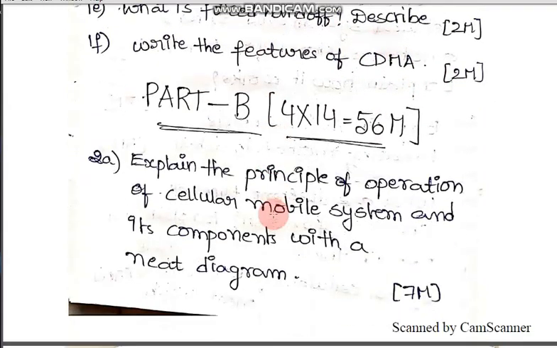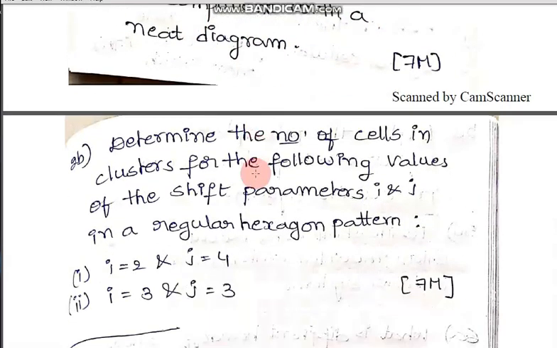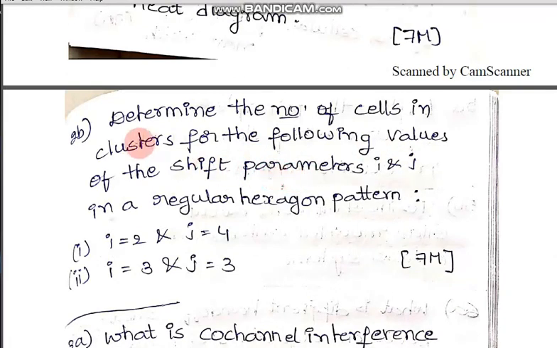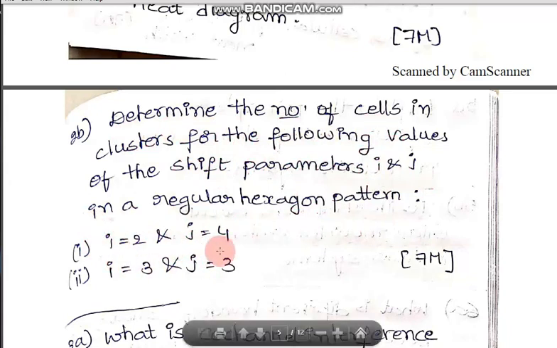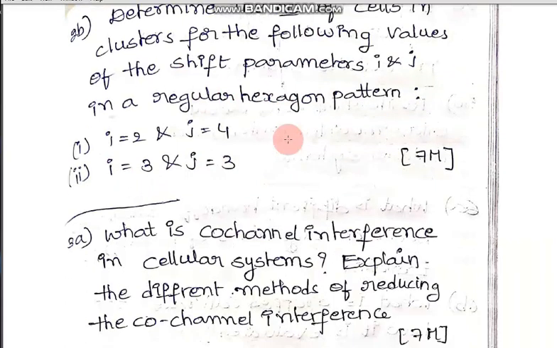Now coming to the essay questions part. From the first chapter, explain the principle and operation of cellular mobile system, and what are the components, explain about it with a neat diagram. And the second part of it, here again there is a problem. Determine the number of cells in clusters for the following values of shift parameters i and j in a regular hexagon pattern, where some random values of i and j are given, like 2 and 4, 3 and 3, etc., which is also for 7 marks.